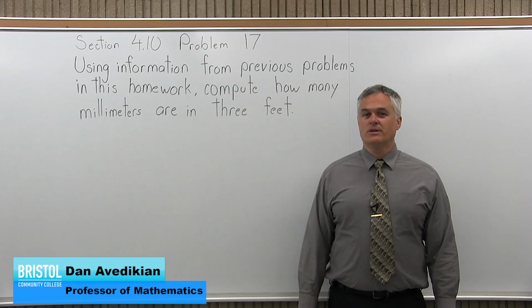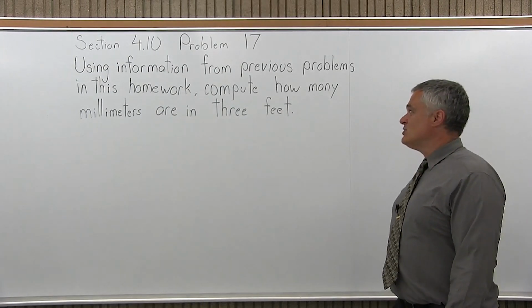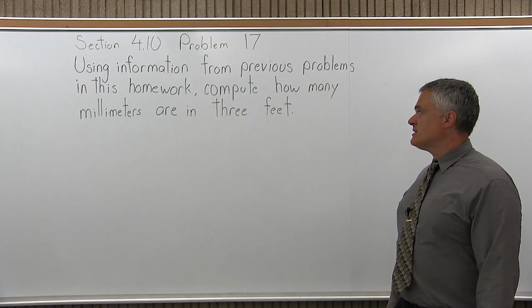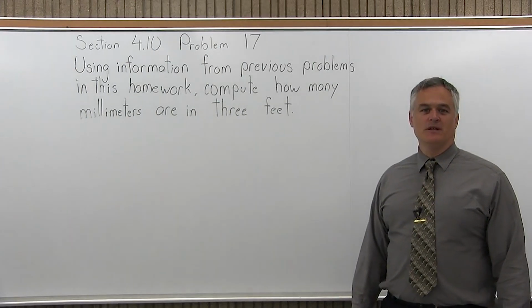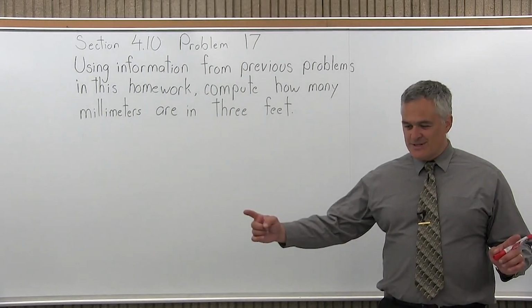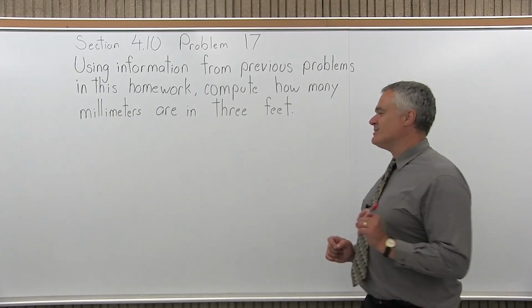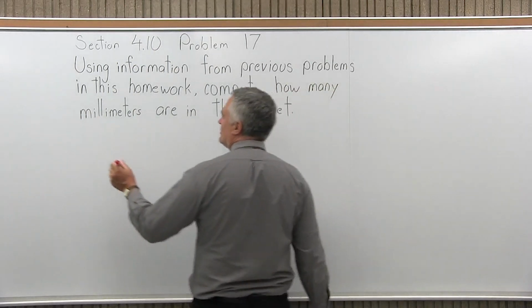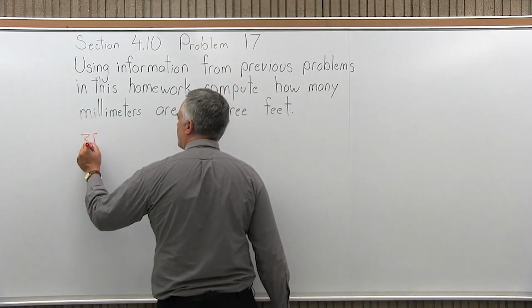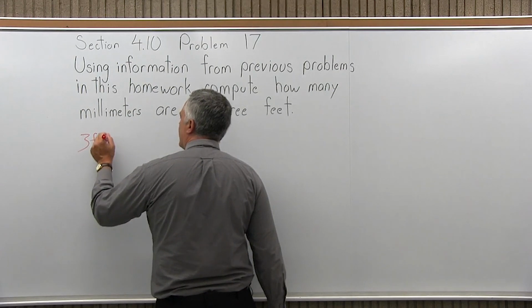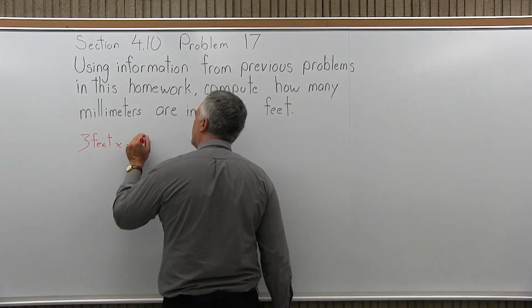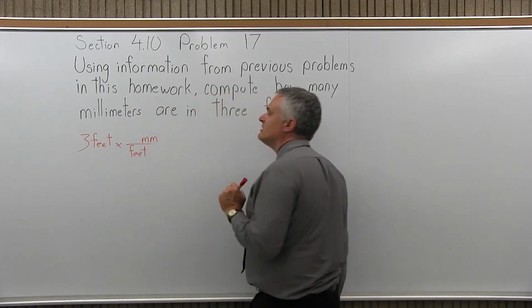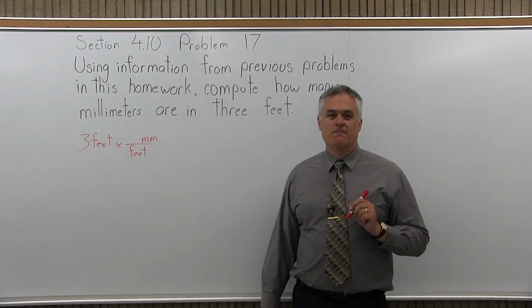This is Section 4.10, Problem 17. It says, using information from previous problems in this homework, compute how many millimeters are in 3 feet. Again, 3 feet is about like this. How many millimeters? So what I'd like to do is take my 3 feet and multiply it times something that has feet in the denominator and will have millimeters in the numerator.